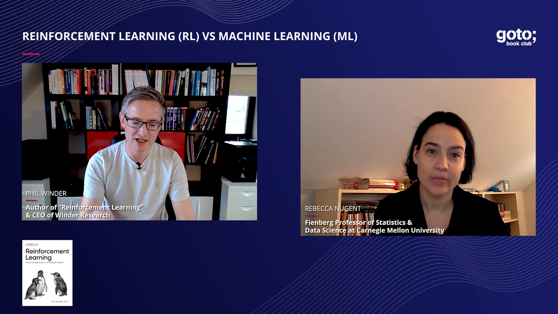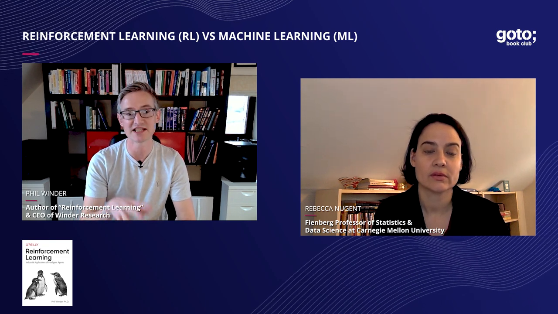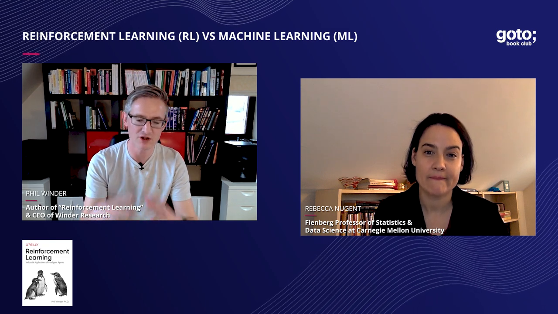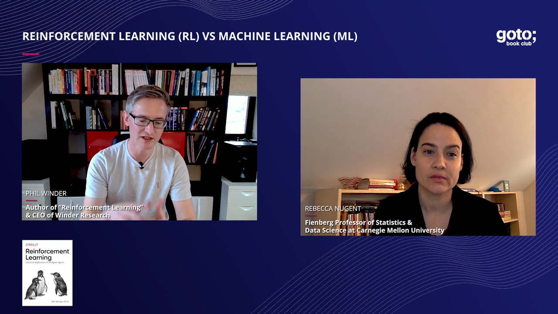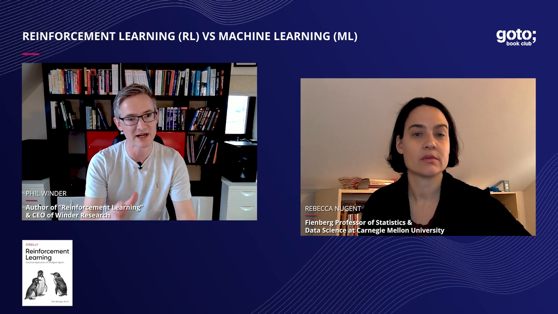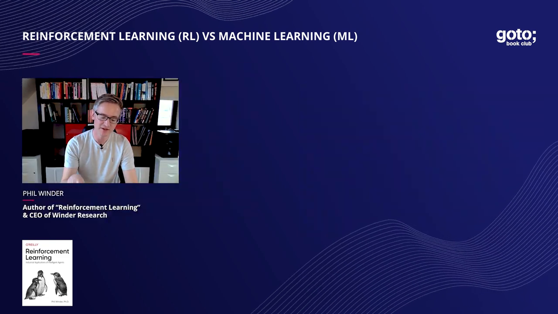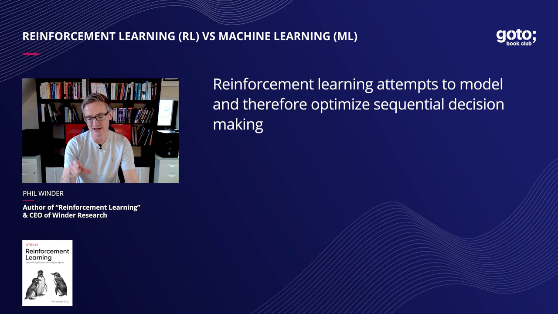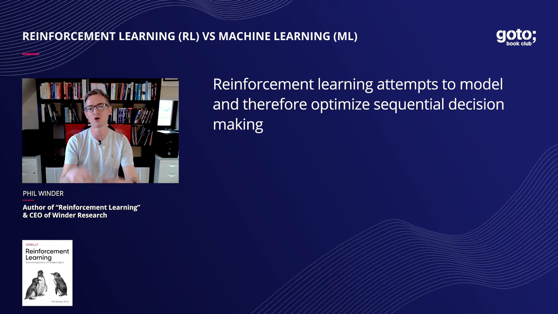Philosophically, the whole objective of machine learning is to automate and optimize decisions, but single decisions, only one decision. So if you have lots of examples of the same decision, then you can build some models and build some descriptive statistics to basically say which is the best decision given any input. The difference between that and reinforcement learning is that reinforcement learning attempts to model and therefore optimize sequential decision making. So not just one decision.